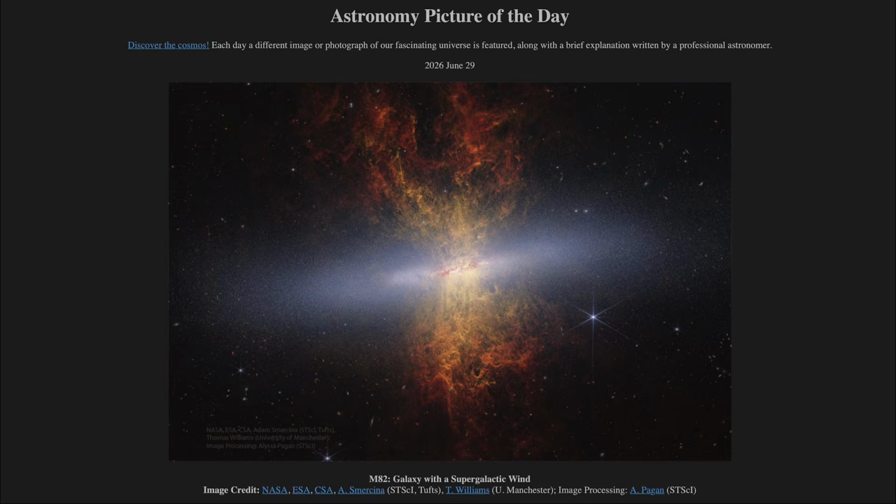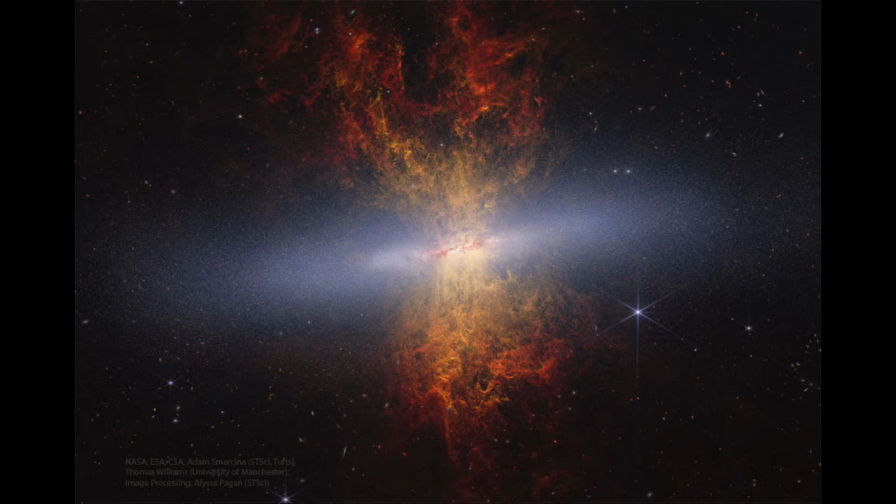Today's picture is titled M82, Galaxy with a Supergalactic Wind. So what do we see here? Well, we see what is known as M82, or the cigar galaxy. Now, the galaxy itself is that little central portion in between the red and yellow color going off towards the top and the bottom. We're seeing the galaxy edge on, and that's why it's a very thin pencil-shaped galaxy, sometimes known as the cigar galaxy for its distinctive shape.